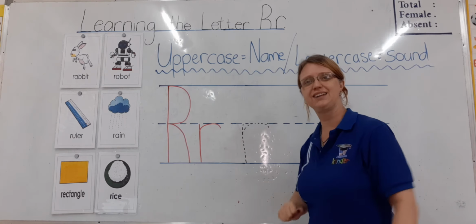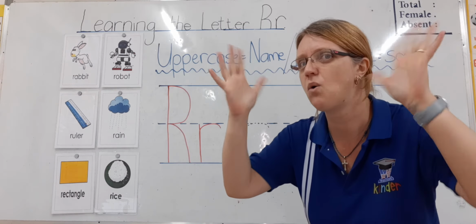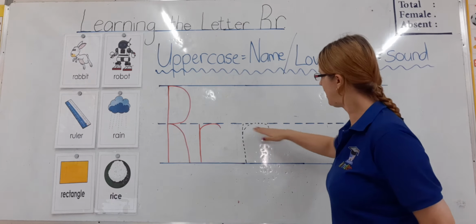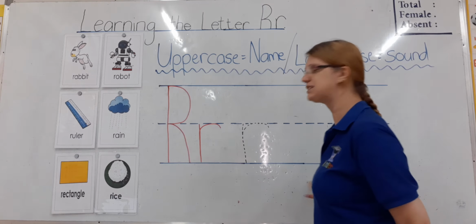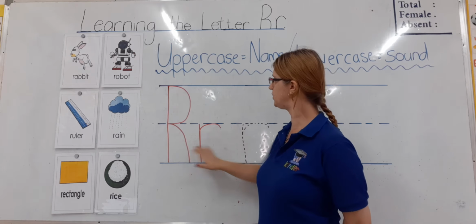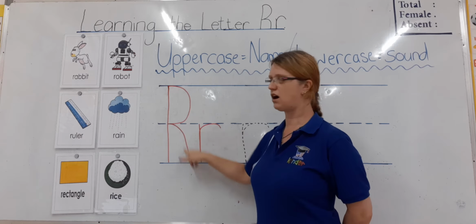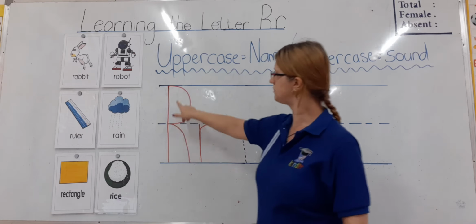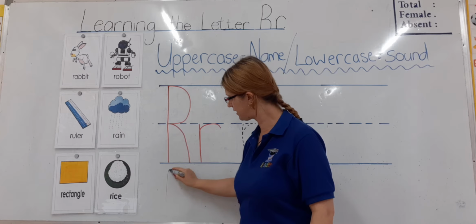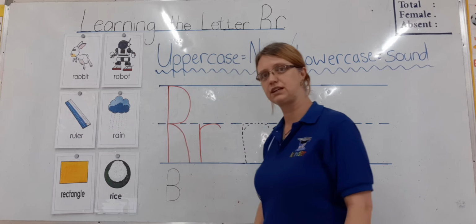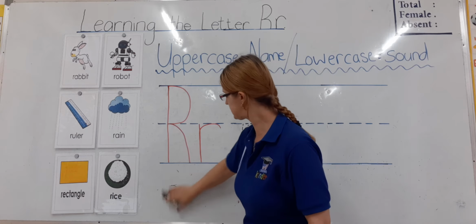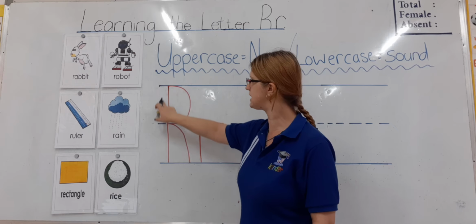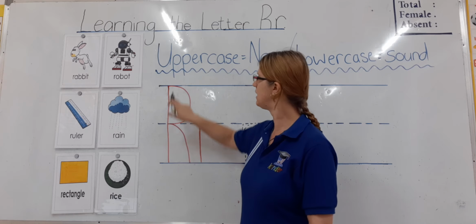I've already got the magic lines on the board. Like magic. Woo! Okay, so there we have our top line, our middle line, and our bottom line. And I've already written for you here, big letter R, small letter R. Okay. Big letter R. Can you see that? The only difference is this one isn't a bubble. Okay, so we're going to go down all the way to the bottom and come back to the top.